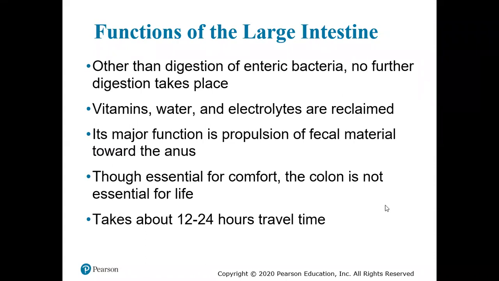Functions of the large intestine: other than digestion of bacteria, no further digestion takes place. Vitamins, water, and electrolytes are reclaimed. Its major function is propulsion of fecal material. Though essential for comfort, the colon is not essential for life. Waste can be collected in something called an ostomy bag. And there is about 12 to 14 hours of travel time.